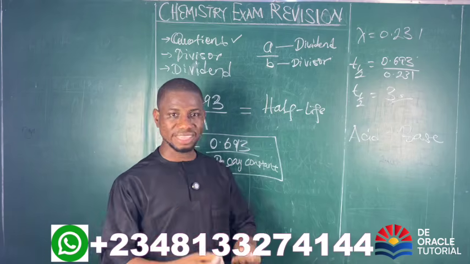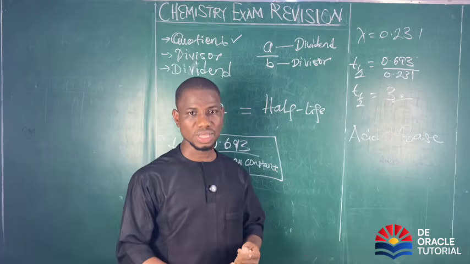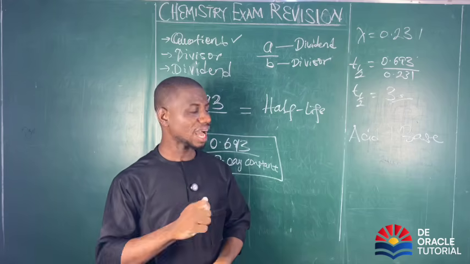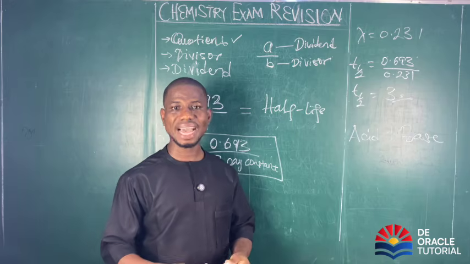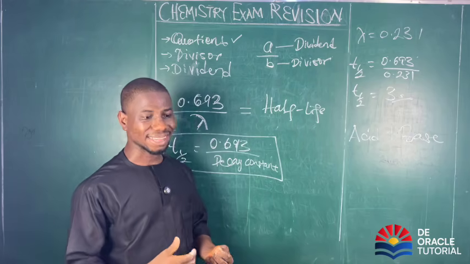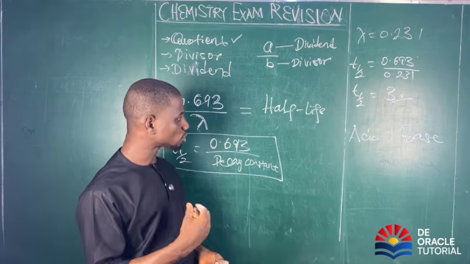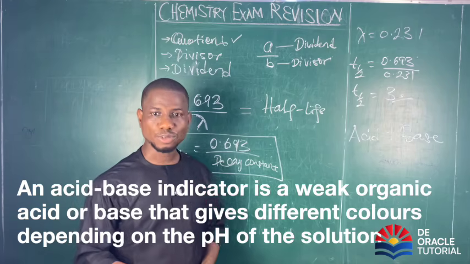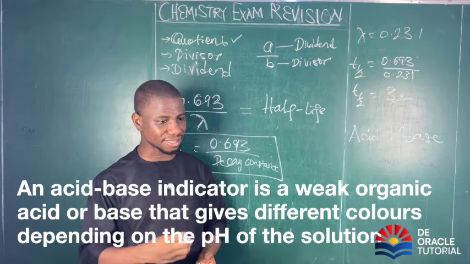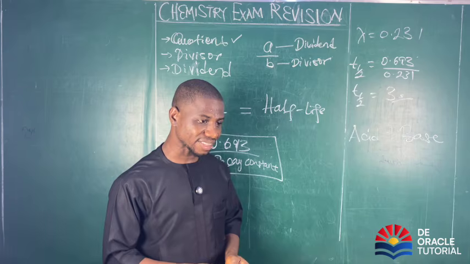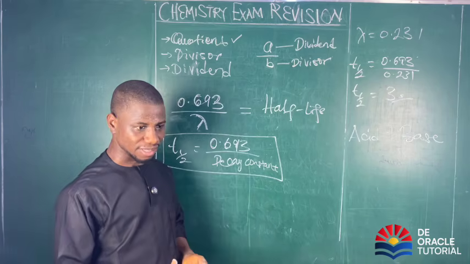So in neutralization reaction, we normally use indicators, and those indicators are called acid-base indicators. And what are acid-base indicators? Acid-base indicators are those weak organic acids or bases that change color depending on the pH of the solution. And what are examples of these acid-base indicators?